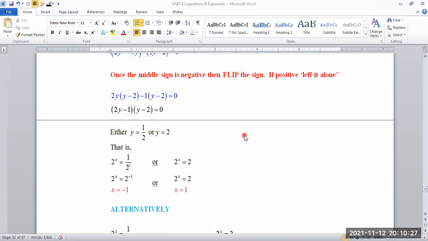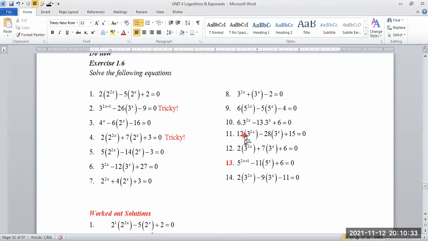All right, let us look at one of the tricky ones, and let me explain why this one is tricky. It is 3 to the 2x plus 1. How do you think we can do 3 to the 2x plus 1?